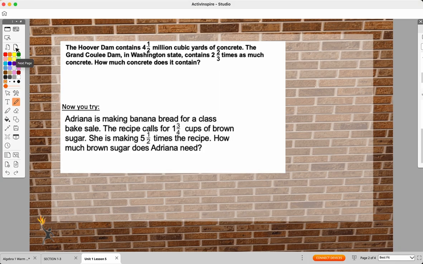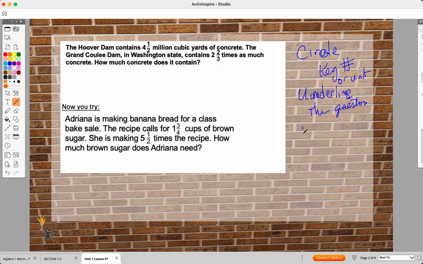So we start out the lesson by thinking about our CUBES strategy. I've got a poster in the room, but I want to write it down up here. You circle any key numbers or words, or units I should say. Then we come over here and underline the question. Sorry about my E.